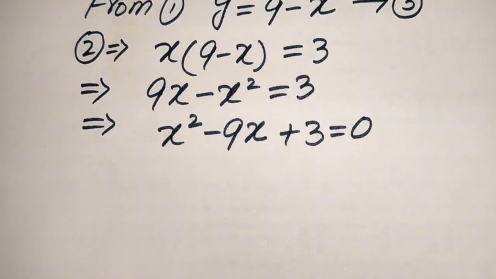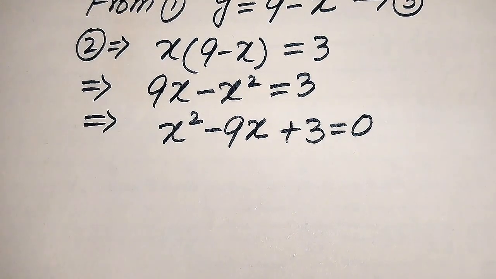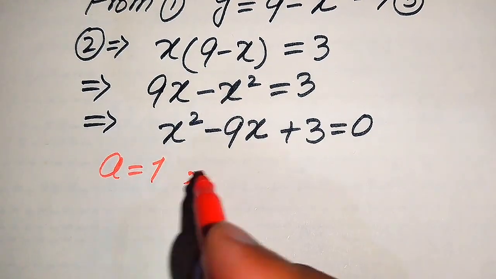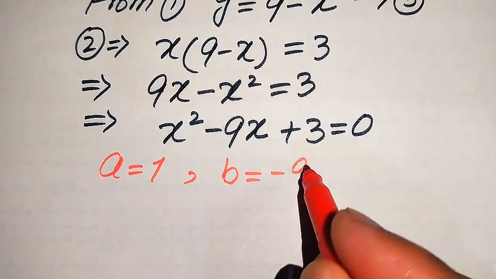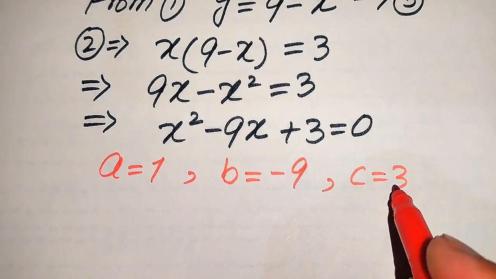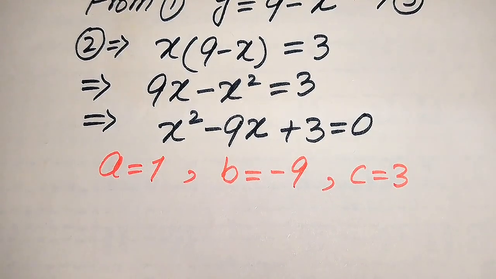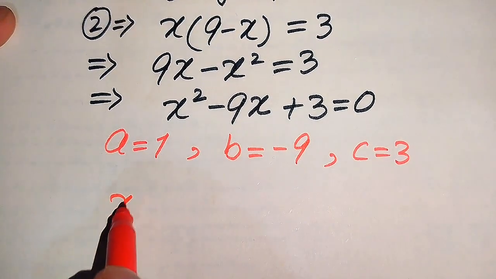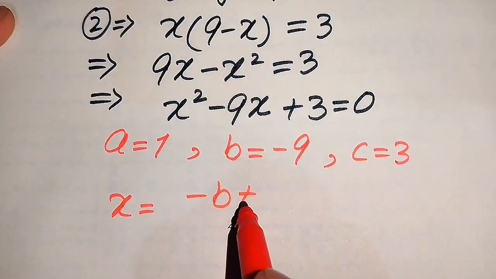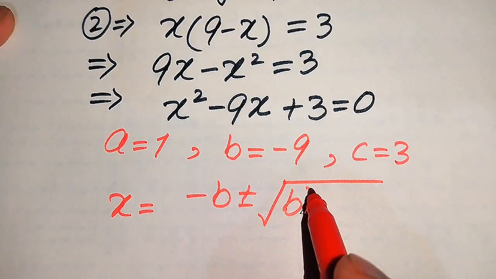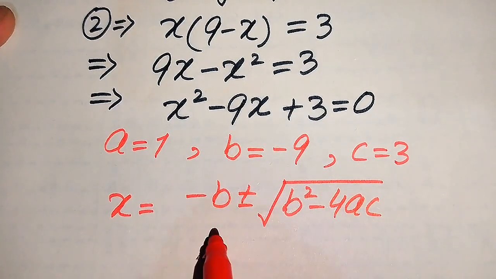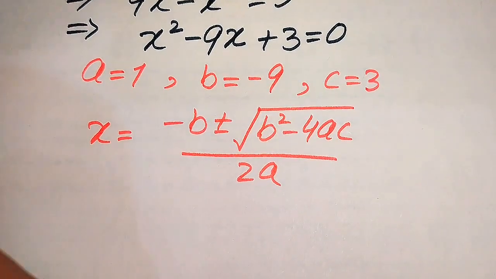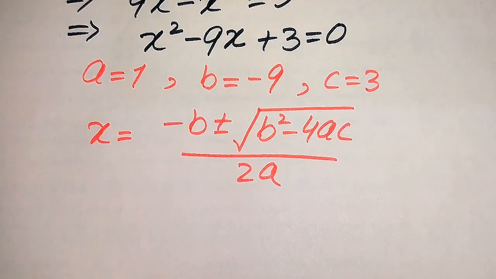So here we just use the quadratic formula to solve this quadratic equation, and first we write the coefficients of this equation, and its coefficients are a is equal to 1, b is equal to minus 9, and c is equal to 3. So these are the coefficients of the above equation, and here we state the quadratic formula in this form: x is equal to minus b plus minus square root of b square minus 4 times ac, divided by 2 times a. So this is our quadratic formula.